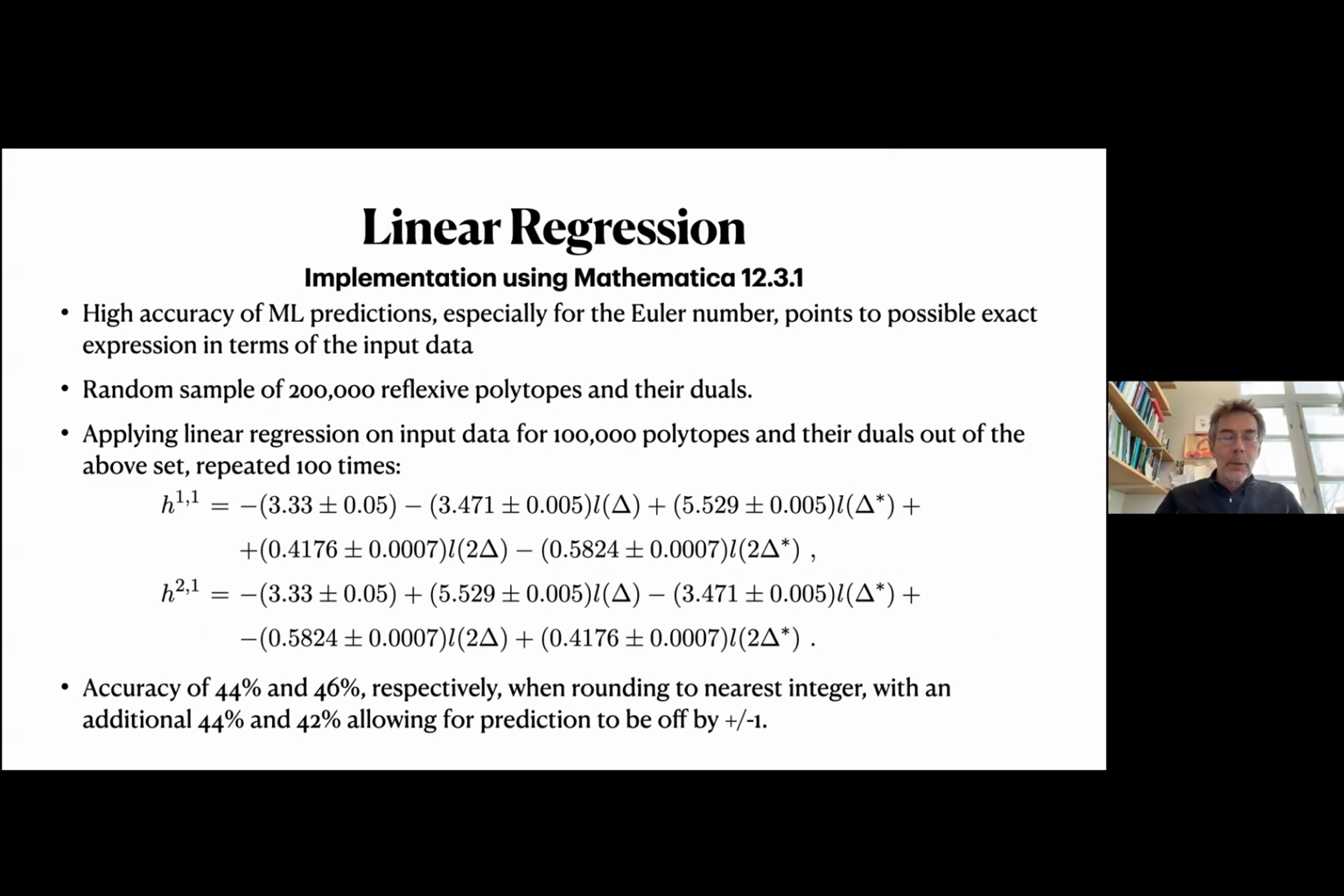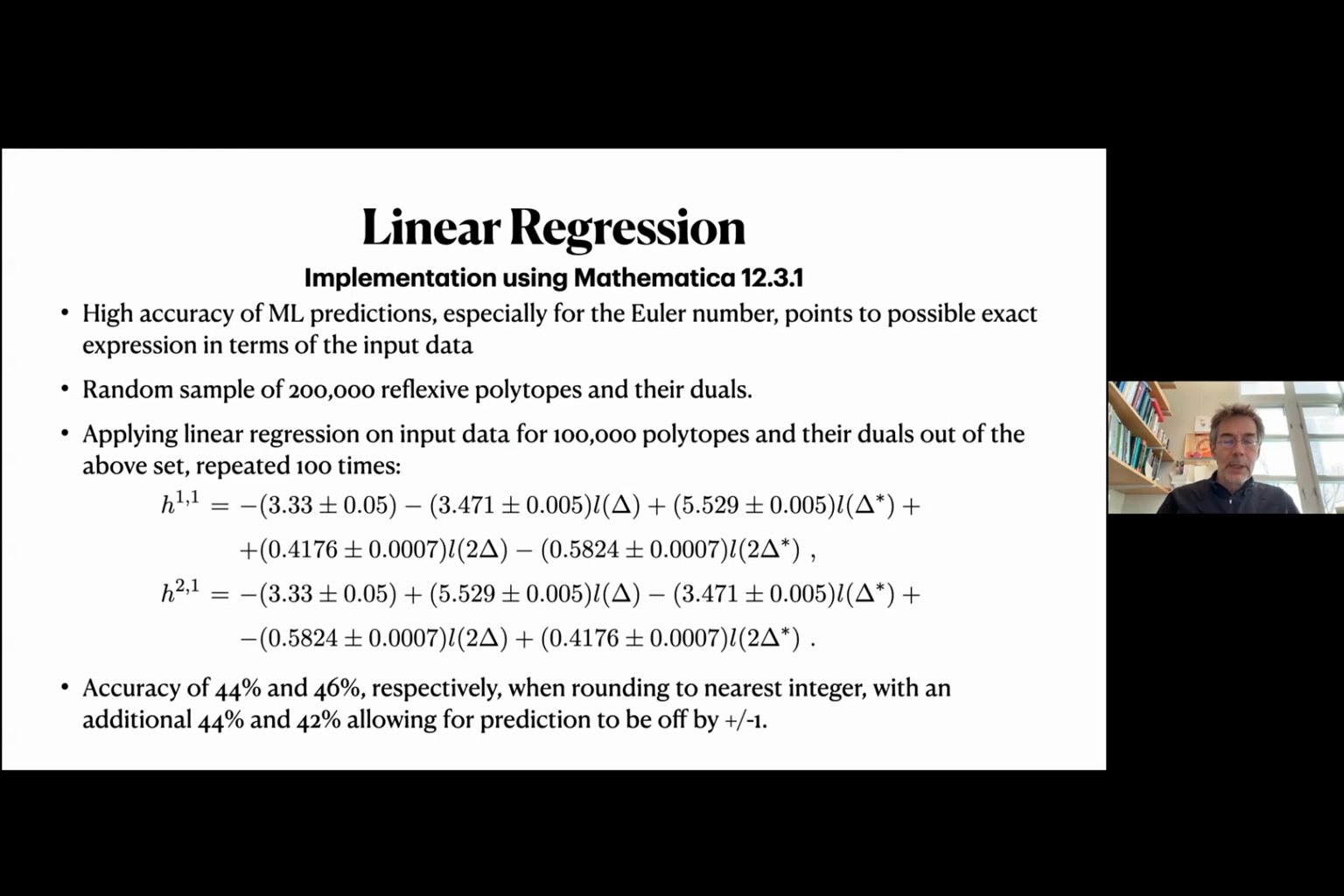What we then did, based on the fact that we were able to get such a high accuracy, especially for the Euler number, was a linear regression using Mathematica. Similarly to what was done in the case of the 1 million randomly selected points, we took a slightly smaller set, about 200,000 reflexive polytopes and their duals.